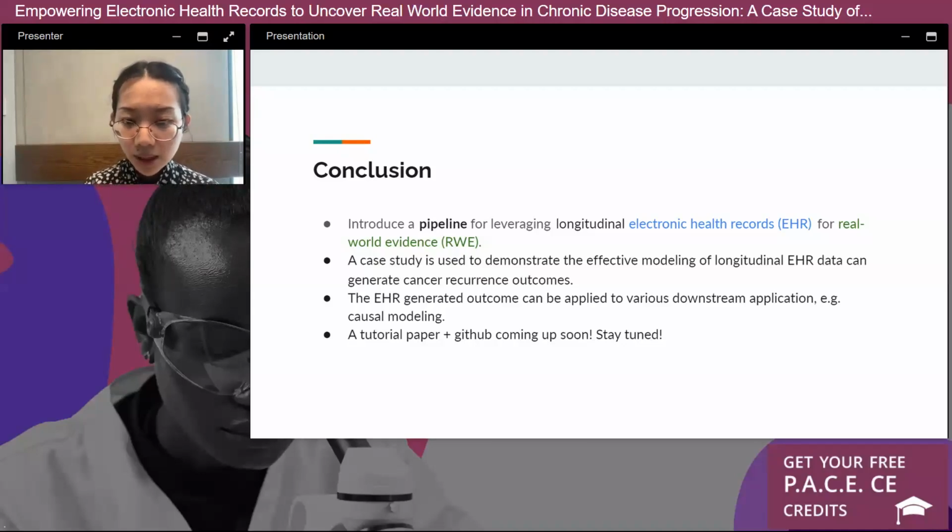And actually, we do have a tutorial paper plus a GitHub under preparation for this particular pipeline, which also includes some guidance with respect to how you do further causal modeling based on these EHR generated outcomes, and how you do some steps of calibrations of that outcome. So yeah, stay tuned for that upcoming tutorial, and that's all.